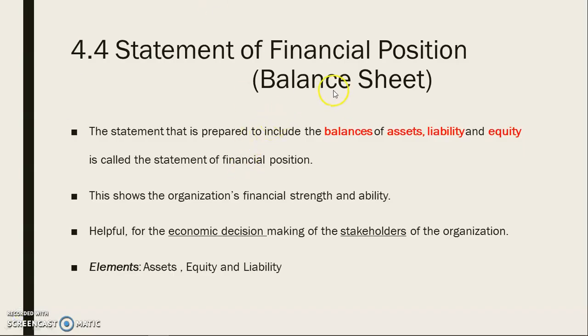So statement of financial position is also called the balance sheet in the past. The statement that is prepared to include the balances of assets, liability and equity is called the statement of financial position. It's helpful for the economic decision making of the stakeholders. When you say stakeholders, they are the owners, suppliers, financial institutions, creditors, customers, all of the people who are interested in the business. And the main elements, as I told you before, will be assets, equity and liability.